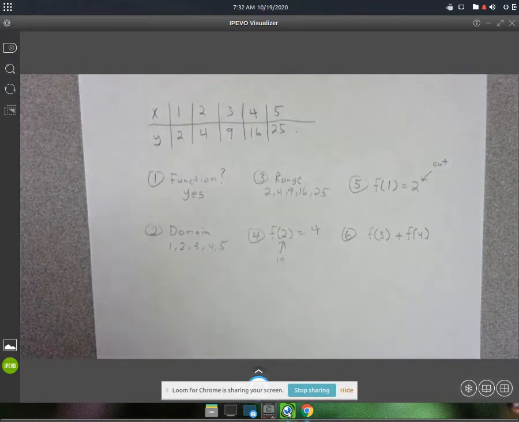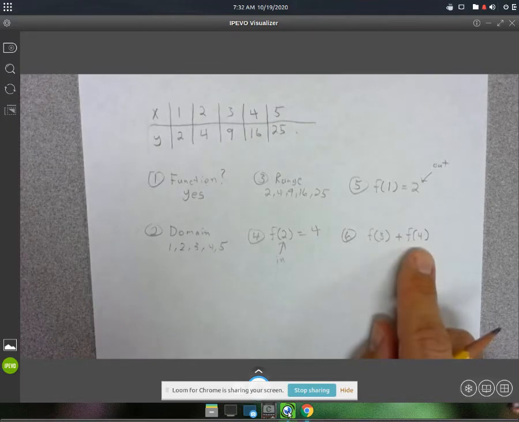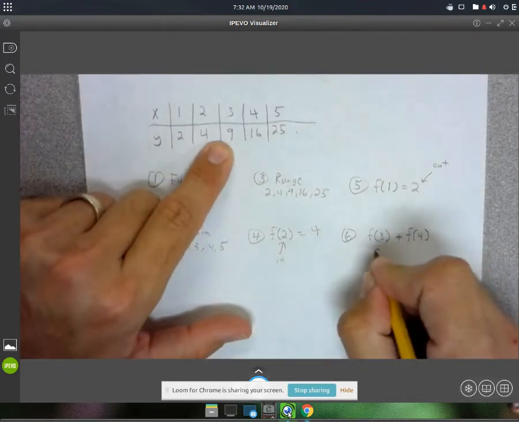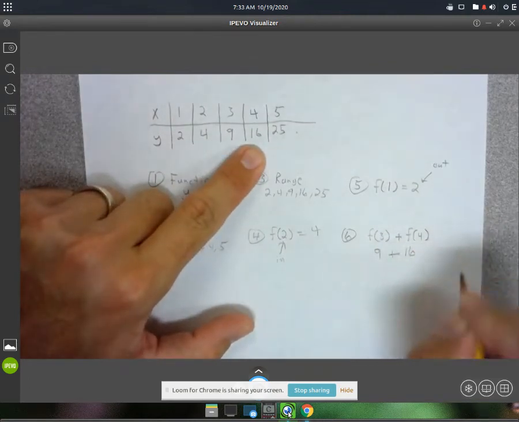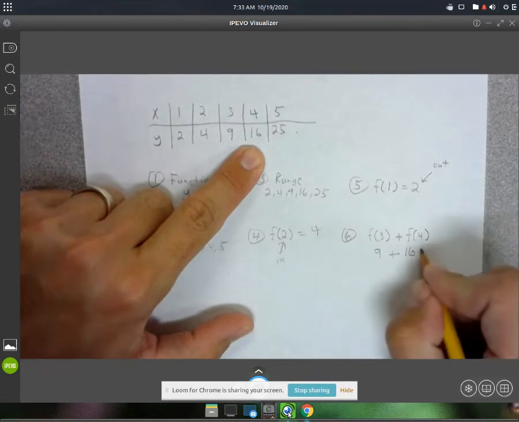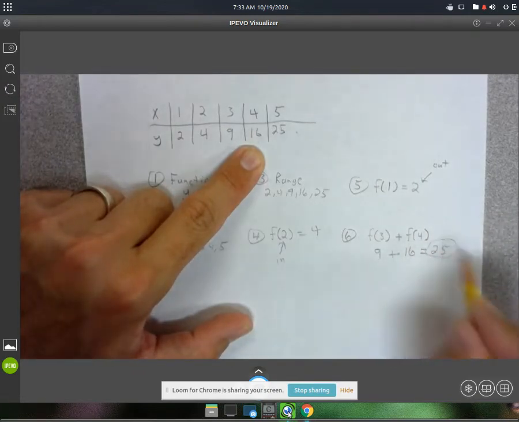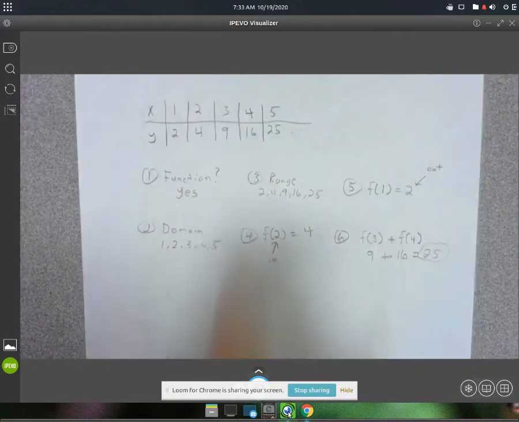All right. Then number 6, they're asking us to add f of 3 plus f of 4. f of 3 is 9, and f of 4 is 16. And then 9 plus 16 would equal 25. All right. And the fact that that equaled f of 5 is just coincidence.